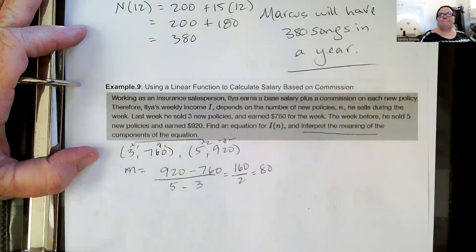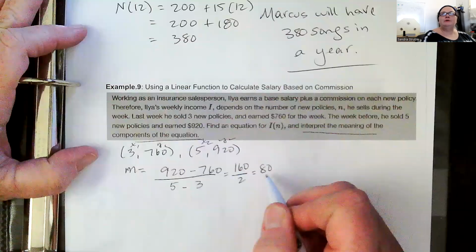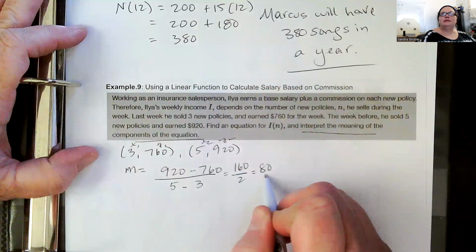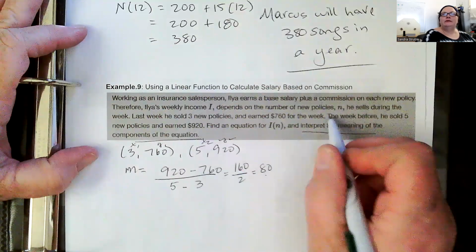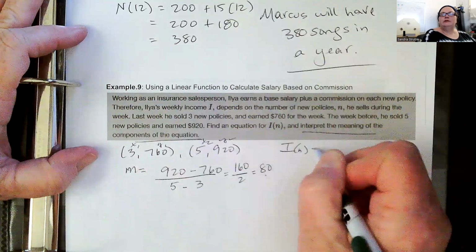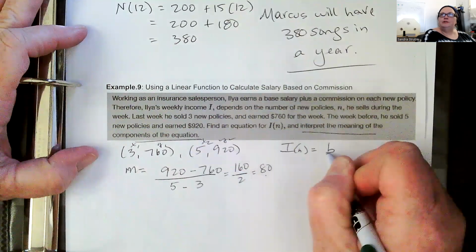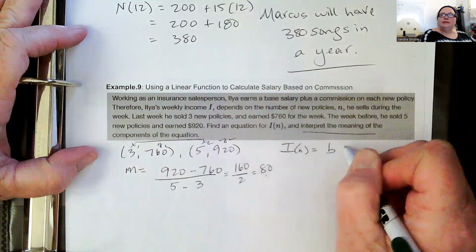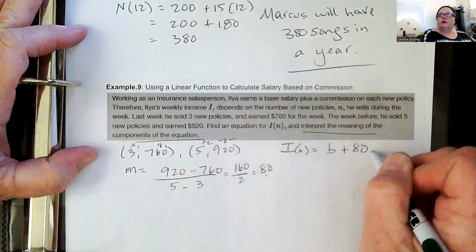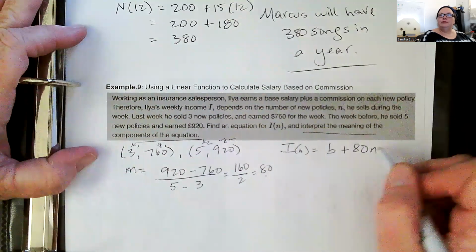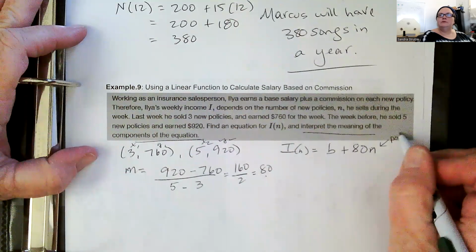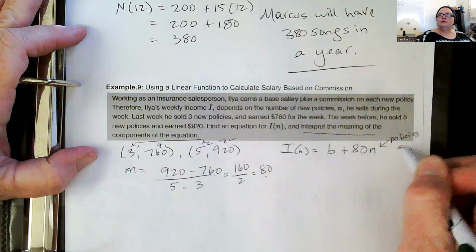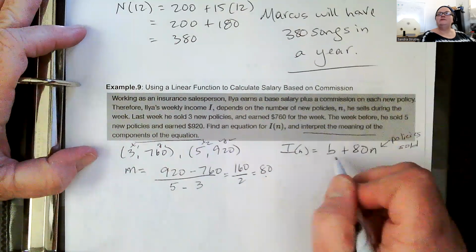All right. But he gets a base salary. So we have to go back and find out, well, what's his base salary? We know this is how much he gets per policy. So this is his 80 in. All right. So we're going to have I of n is equal to his base salary, which is the initial value, plus he gets another $80 per policy sold. So we need to know that the n is the policies sold.